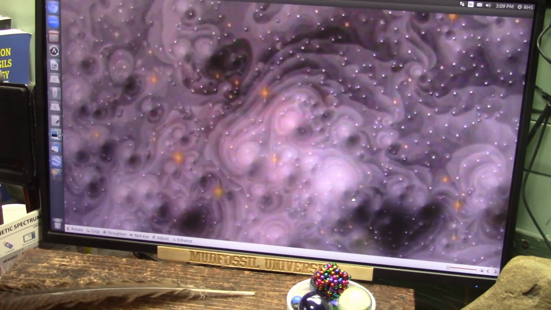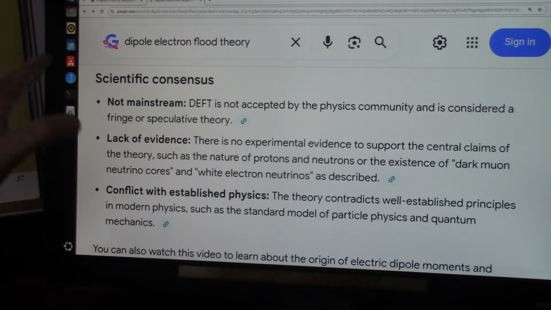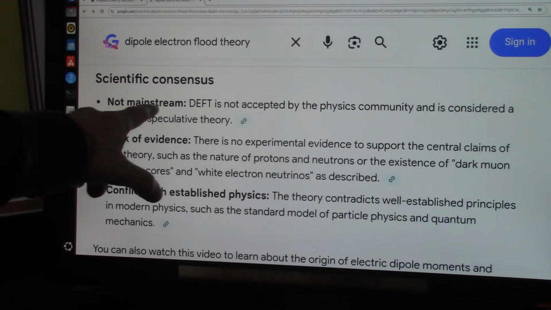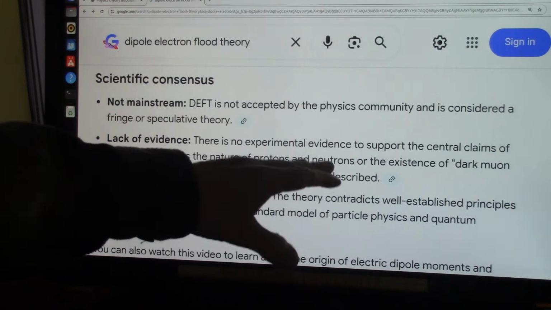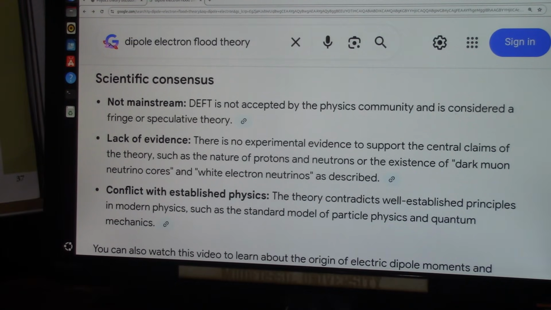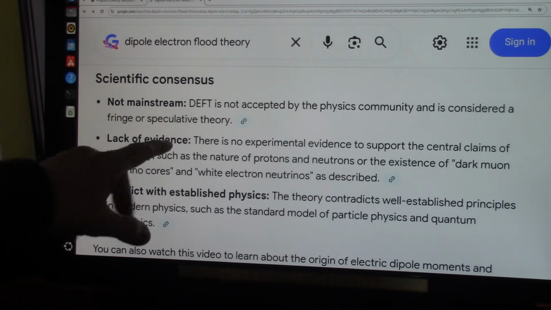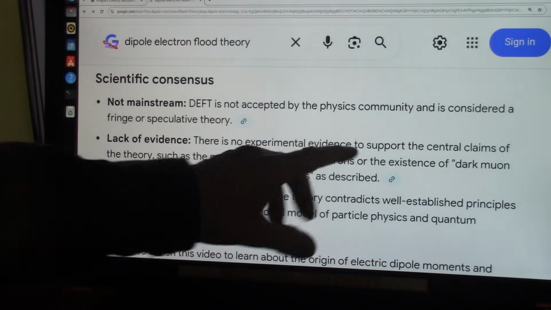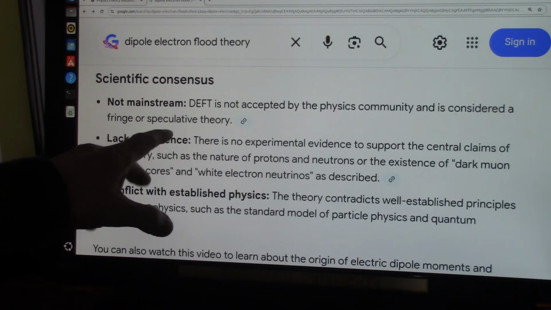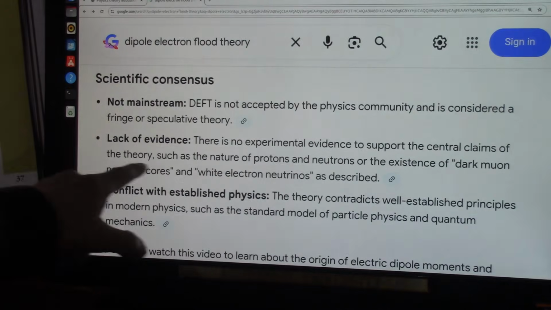Zero. All right, here's the trouble with the internet and Google and chat and all of them. They just repeat what the academics say. It's not mainstream, so dipole electron flood theory is not accepted by the physics community and is considered a fringe or speculative theory. Now listen to this. Lack of evidence. I'm the only one that has evidence. There is no experimental evidence. That's total nonsense. I show you the experimental evidence. No experimental evidence to support the central claims of the theory.